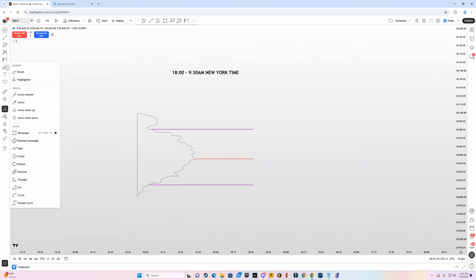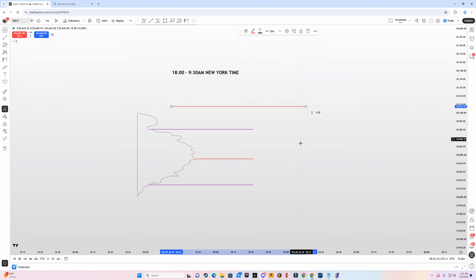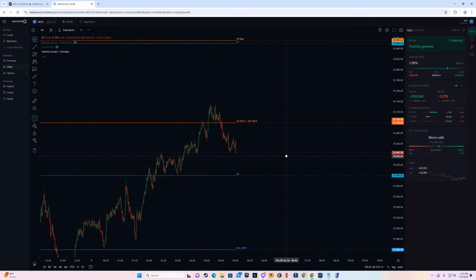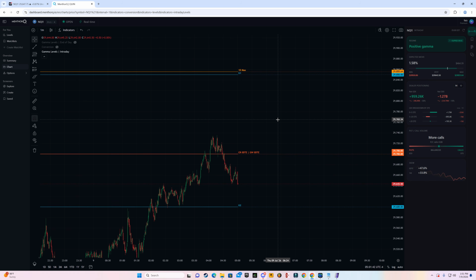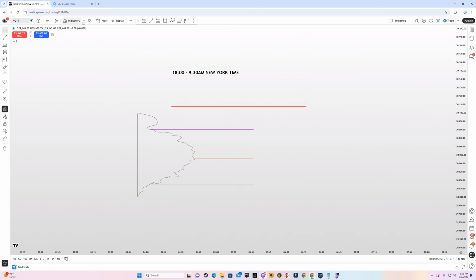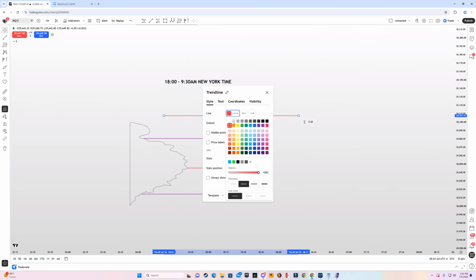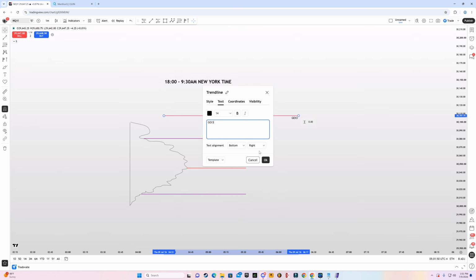So if there is a gamma level, let's say there is a GEX1 level over here. So G2, G1, G3, these are also your key levels, very strong levels, right? Now let's label this. Actually, let's call this GEX 3.